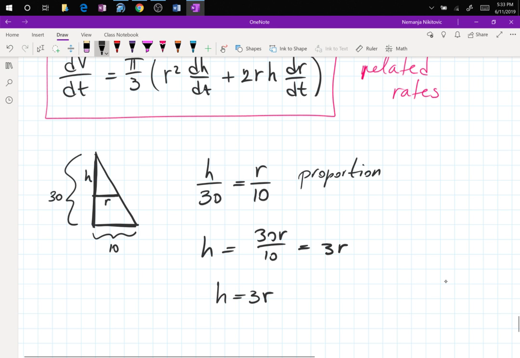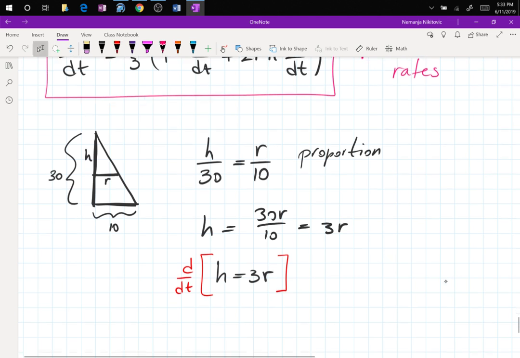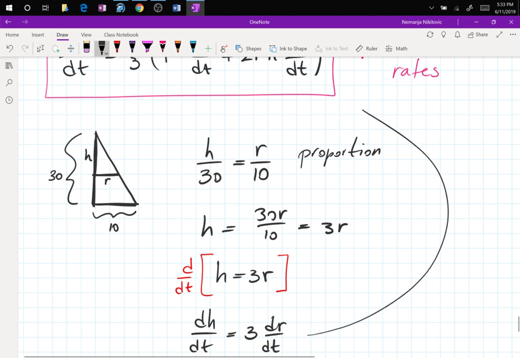Well, they are changing, so we just know the relationship between them. Good. And once we have this, we can differentiate this in time to see how they change in relationship to each other, which gives you dh/dt is equal to 3 dr/dt. And this is what you can also plug in to eliminate one of the variables. So let me go blue.